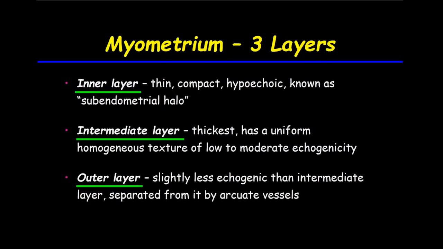The myometrium is composed of three layers. The inner layer is hypoechoic and is known as the subendometrial halo. The intermediate layer is the thickest layer and has a uniform homogeneous echotexture. The outer layer is slightly less echogenic and is separated from the intermediate layer by arcuate vessels.